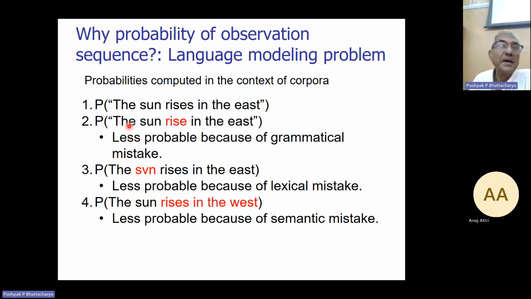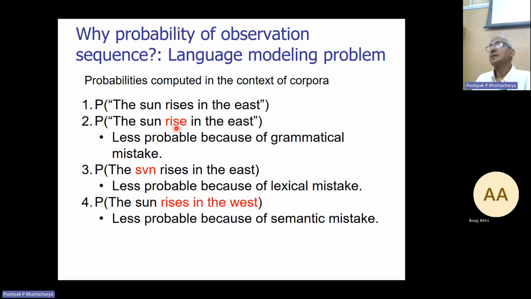What is the probability of the? What is the probability of sun given the? What is the probability of rises given the and sun? What is the probability of in given the sun rises? The probability of the given the sun rises in, and so on. Apply the chain rule and use this.